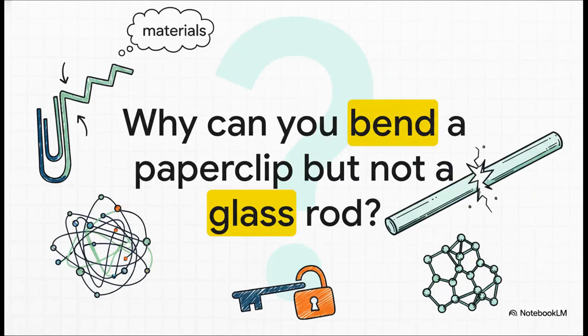So let's kick things off with a question that sounds simple but is actually kind of profound. Why can you bend a paperclip into all sorts of shapes, but if you try to do the same thing with, say, a glass rod, snap? I mean, they're both solid, right? Well, the answer is hiding inside the materials themselves, and that's exactly what we're here to unpack.